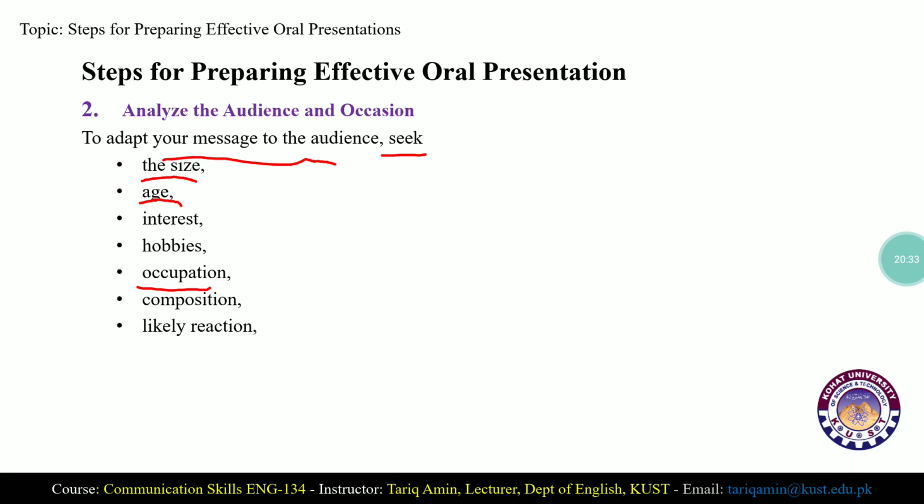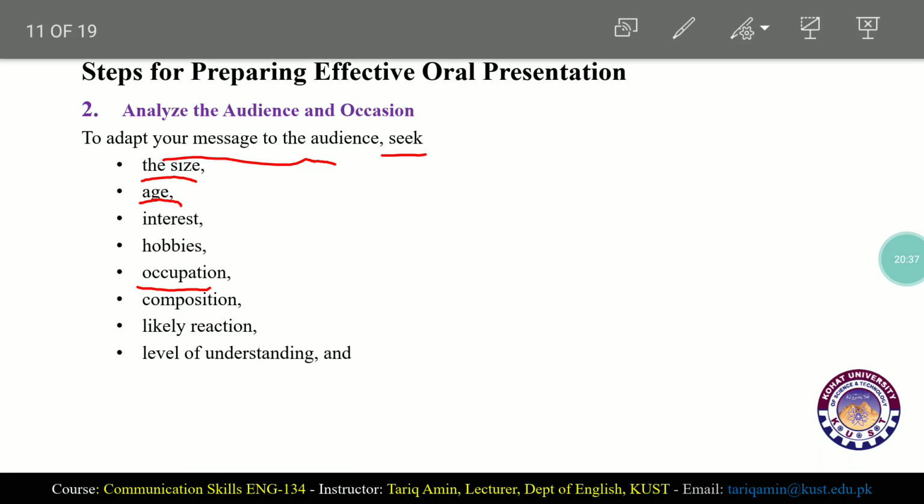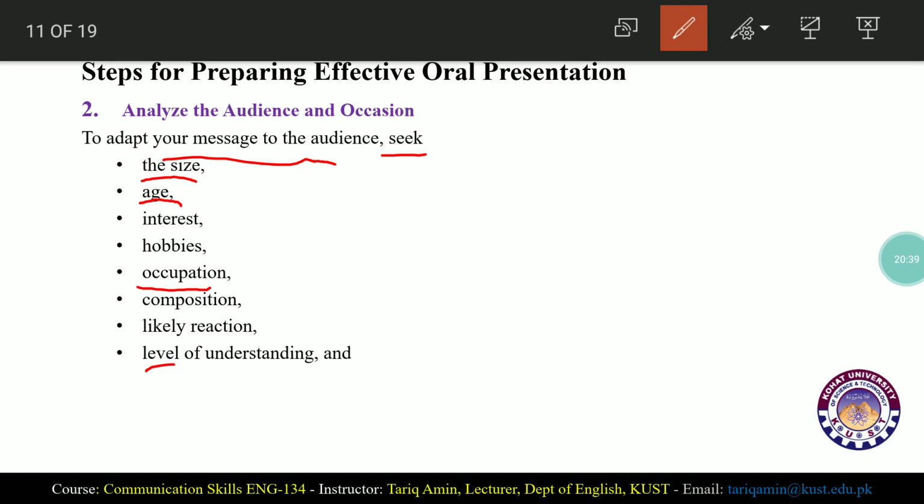Composition and likely reaction and level of understanding. The level of understanding is very much important. You should always look at the level of understanding of your audience. If you present something to the students of 5th grade, 3rd grade, or 4th grade, these are very low level students, so your message, your choice of word, your sentence construction would be totally different.